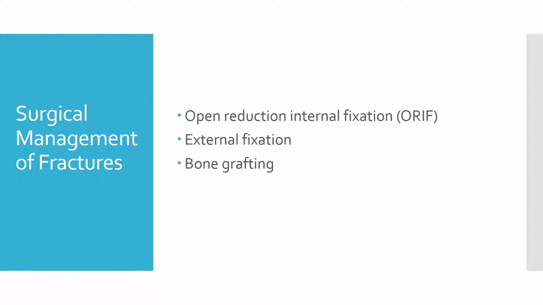Bone grafting would be the next surgical management of fractures, and with bone grafting, chips of bone are taken off from the iliac crest or other site and are packed or wired between the bone ends to facilitate a union to bring them together.